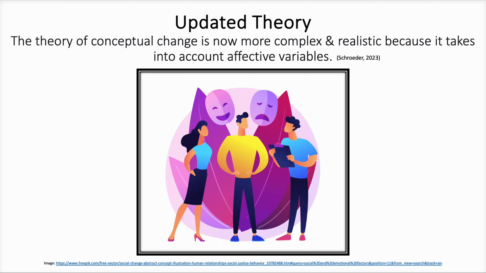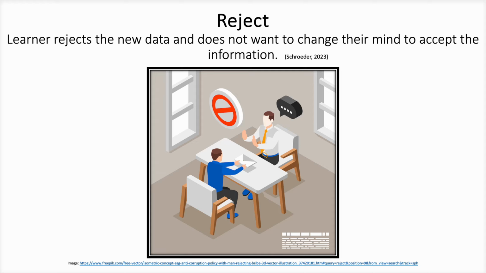When we get new information about a previously known subject or fact, Pintrich and others tell us there are 4 possible responses to that new information. First, we can outright reject the information. We can look at it and say, nope, I trust whatever I already know and I'm not changing my mind.